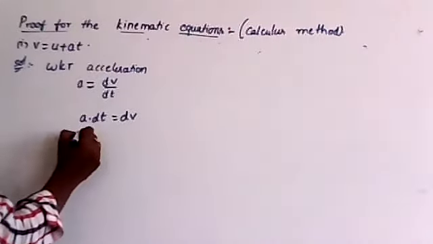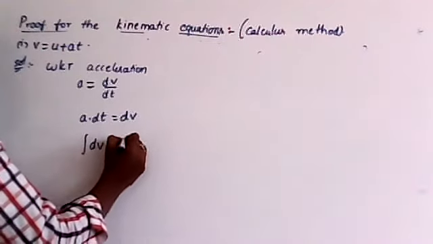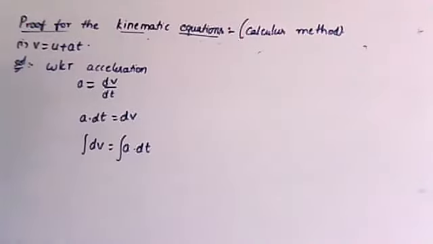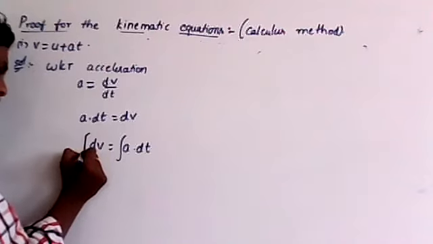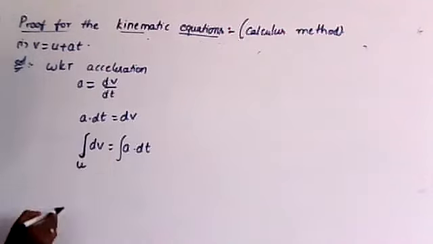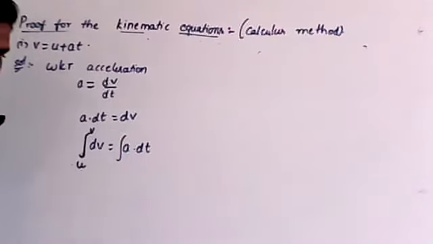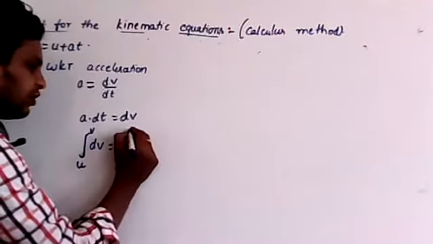Now to get total velocity, integrate on both sides. So integration of dv is equal to integration of a into dt. Initial velocity I will consider as u. Always this part you have to take as the initial point, and this one you have to take as the final point. So initial velocity is u and final velocity is v. Now initial time I will take as 0, and the final time is taken as t.